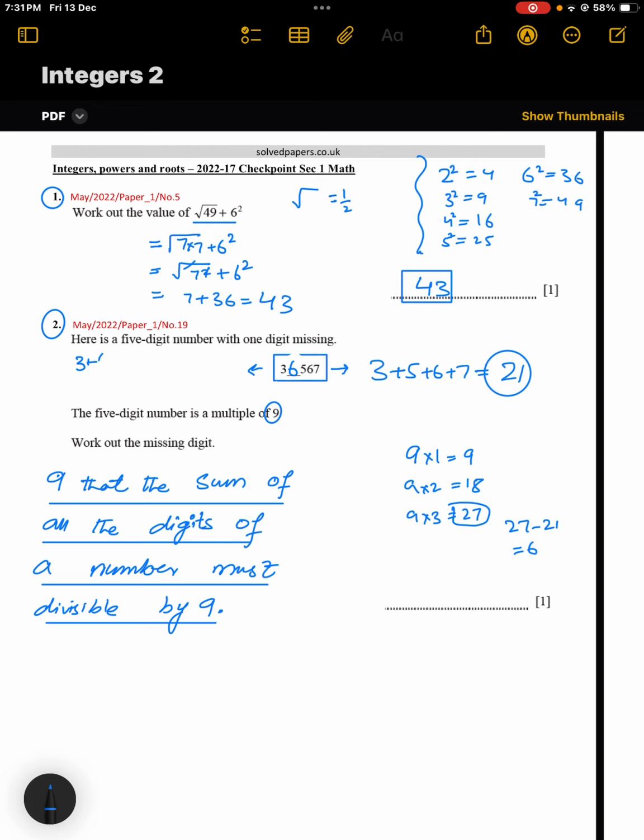3 plus 6 plus 5 plus 6 plus 7. Again, 3 and 6 will be 9. 9 and 5 will be 14. 14 and 6 will be 20. 20 and 7 will be 27, and 27 is divisible by 9, so this number is a multiple of 9.